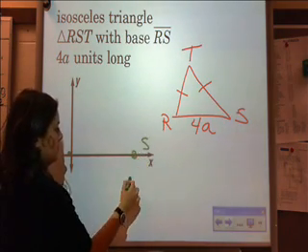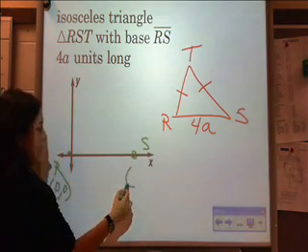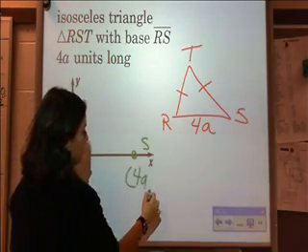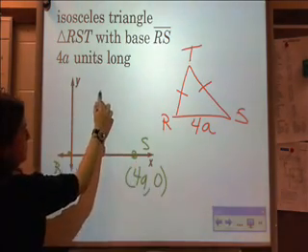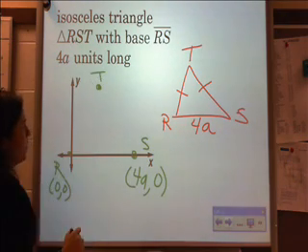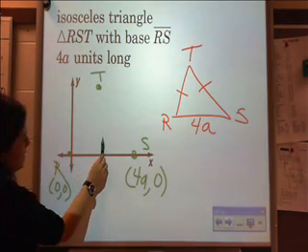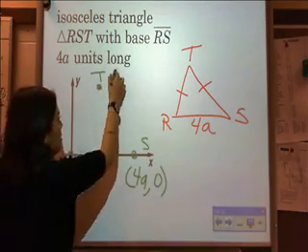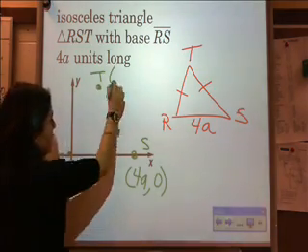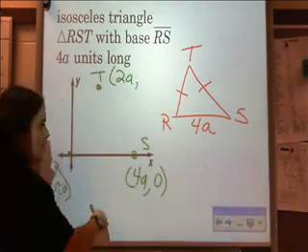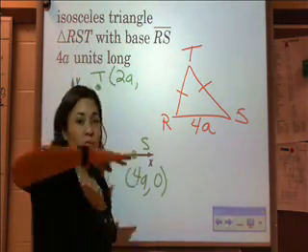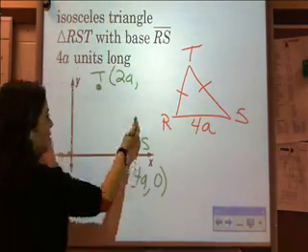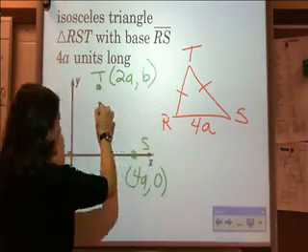S, it's 4A long, so 4A, 0. I didn't go up or down any. And T has to be halfway in between. So I go 2A over, and I was never given a height of this triangle, so I can put any variable for how high up I go, for my y-coordinate. So I'm going to put b.